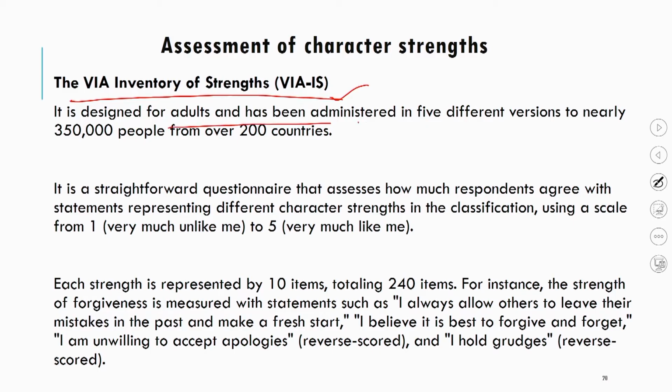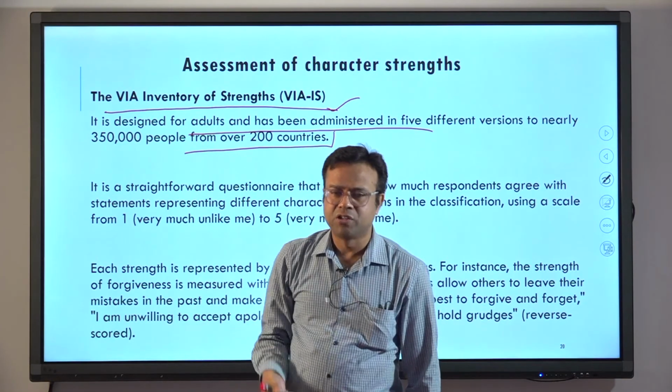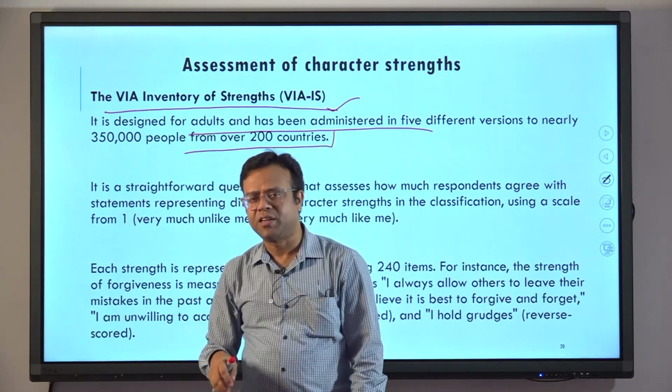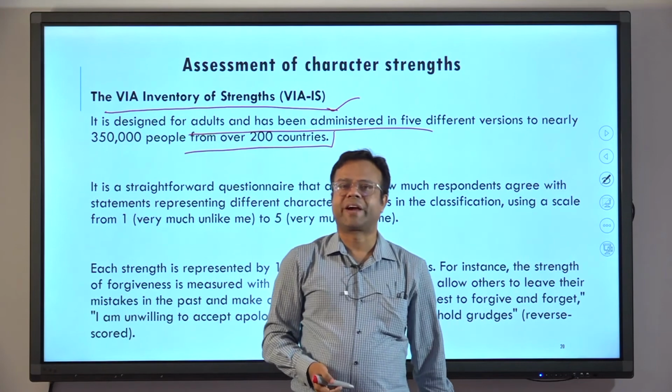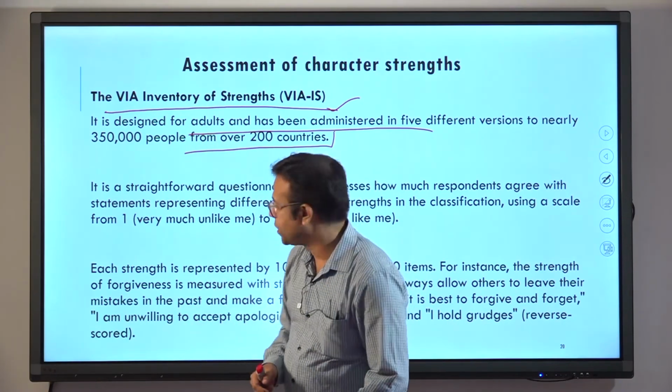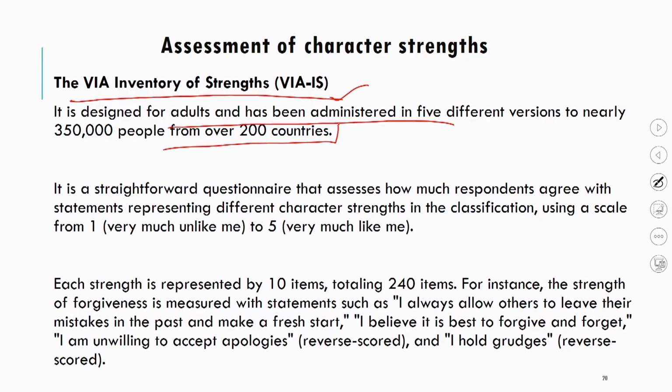It is designed for adults and has been administered in 5 different versions to nearly 350,000 people from over 200 countries. This data may be a little older, and obviously this number is growing. It is available on their website, and they are using it for research purposes. People across different cultures have used this questionnaire to measure what kind of character strengths they have. It is a straightforward questionnaire that assesses how much the respondent agrees with statements representing different character strengths in the classification system we discussed, using a scale from 1 to 5.